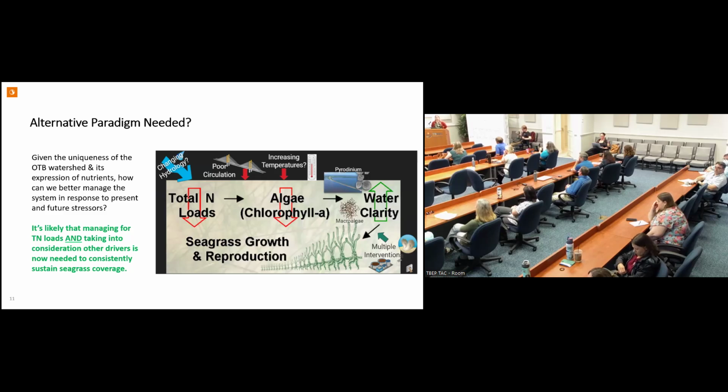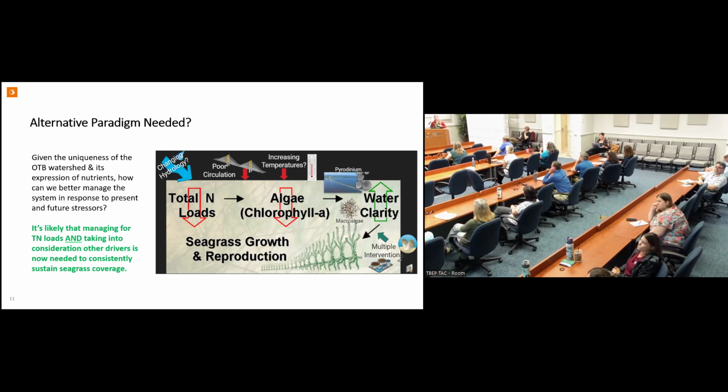So was a completely new paradigm needed? Given the uniqueness of the Old Tampa Bay watershed and the expression of nutrients, how do we better manage? We know there's some changes in hydrology. There's general poor circulation to that part of the bay compared to other subregions in Tampa Bay in general. We've talked about and seen the increasing temperatures over time. And we've just heard about the increasing pyrodinium blooms. So how do all these things interact with each other? And how do we help potentially solve the problem that is in Old Tampa Bay?